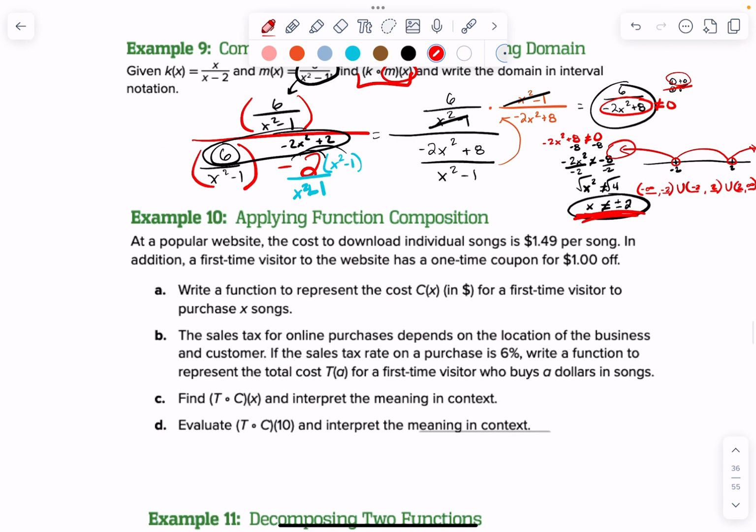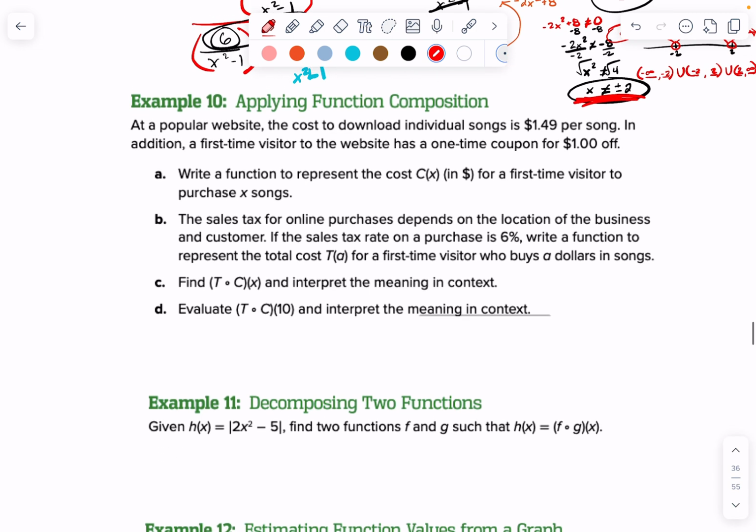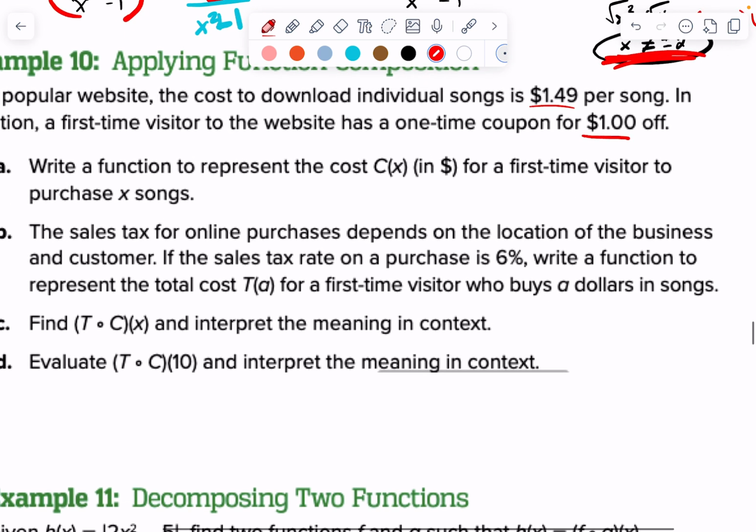All right. At a popular website, the cost to download individual songs is $1.49 per song, okay? In addition, a first-time visitor has a one-time coupon for $1 off. Okay, so write a function to represent the cost for a first-time visitor. So they call it C of X, for a first-time visitor to purchase X songs. All right, so it's going to cost me $1.49 per song, but I get $1 off. So I'm going to subtract that $1 for a first-time person.